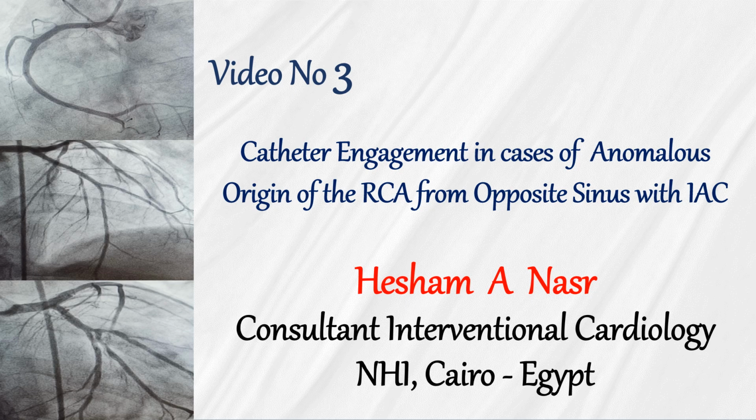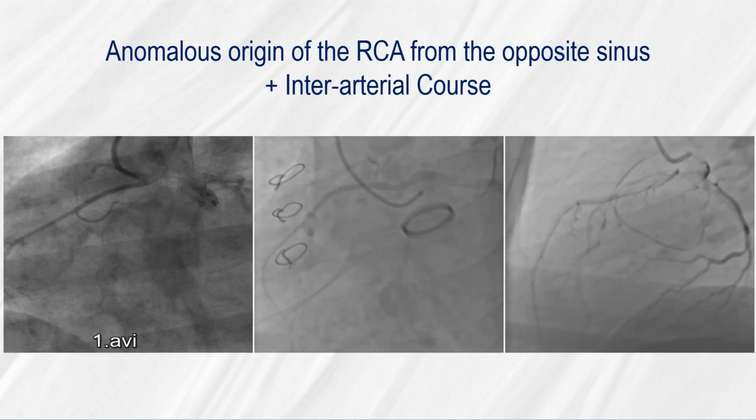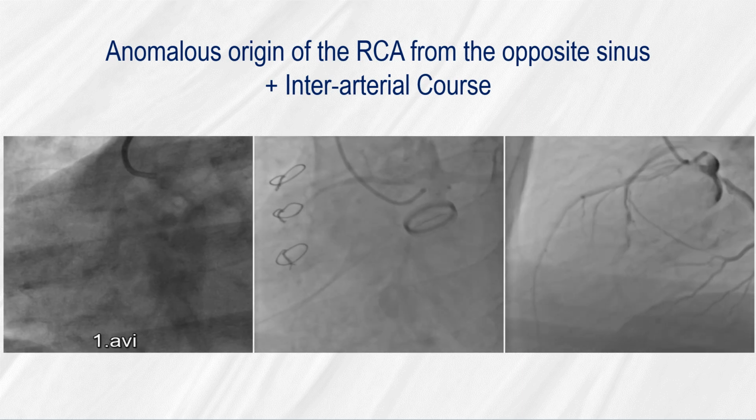Welcome back. This is video number 3, catheter engagement in cases of anomalous origin of the RCA from the opposite sinus with interarterial course. In these figures, how can we engage the anomalous RCA?